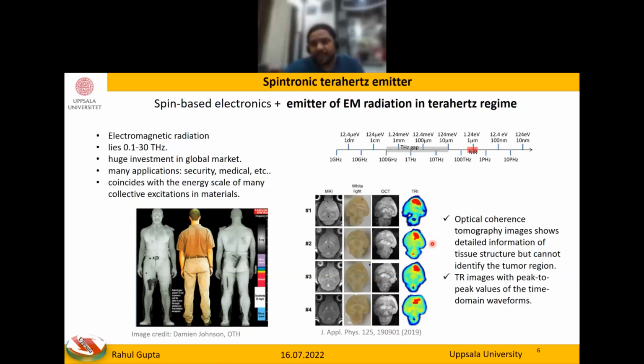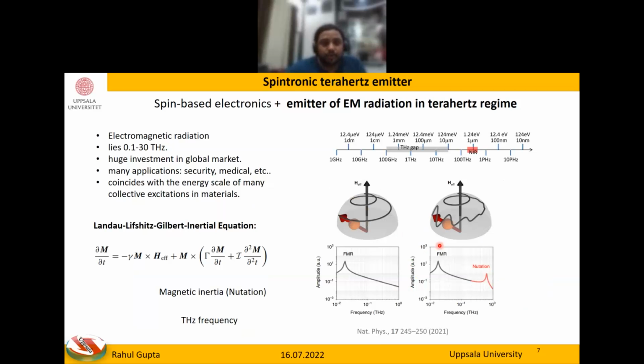Also, not only in applied science, it has applications in fundamental science, because there are several fundamental modes that are available in this region. As you all know, this is the Landau-Lifshitz-Gilbert equation. The first two terms on the right-hand side represent the precessional and the damping terms respectively. But there is also one more term, which is called the inertial term, represented by the second derivative of the magnetization dynamics with respect to time, and that term lies in the terahertz frequency region.